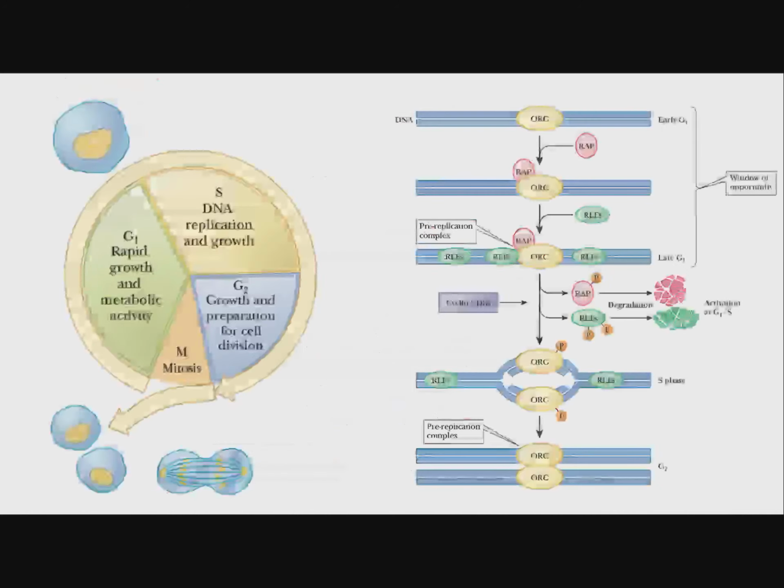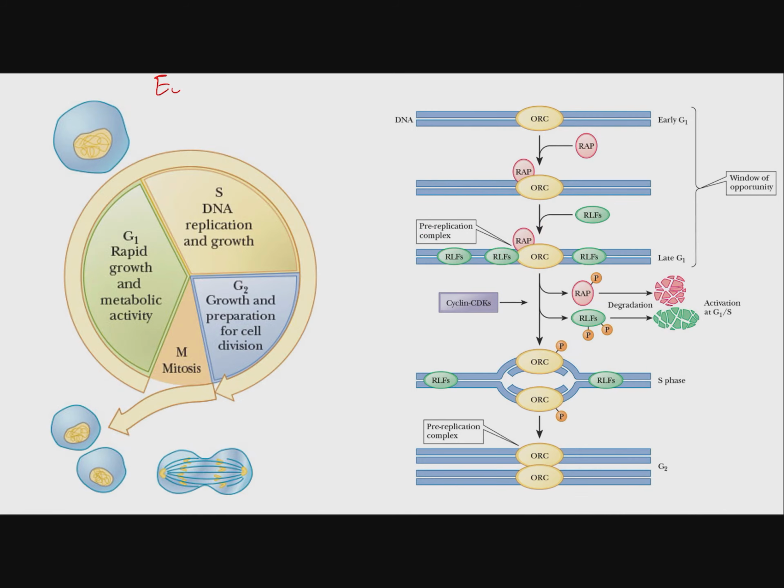Now, eukaryotic replication. Let's talk about that. Now, this is just like prokaryotes, but it's more complicated because of a few things. It's more complicated because of the multiple origins of replication. It's more complicated because of the need to control the timing to that of the cell divisions. And it's also more complicated because it involves more proteins and more enzymes.